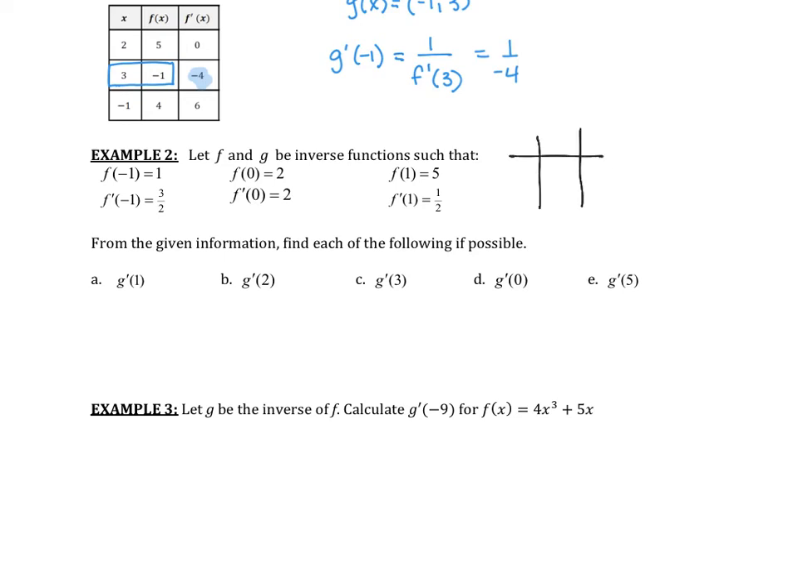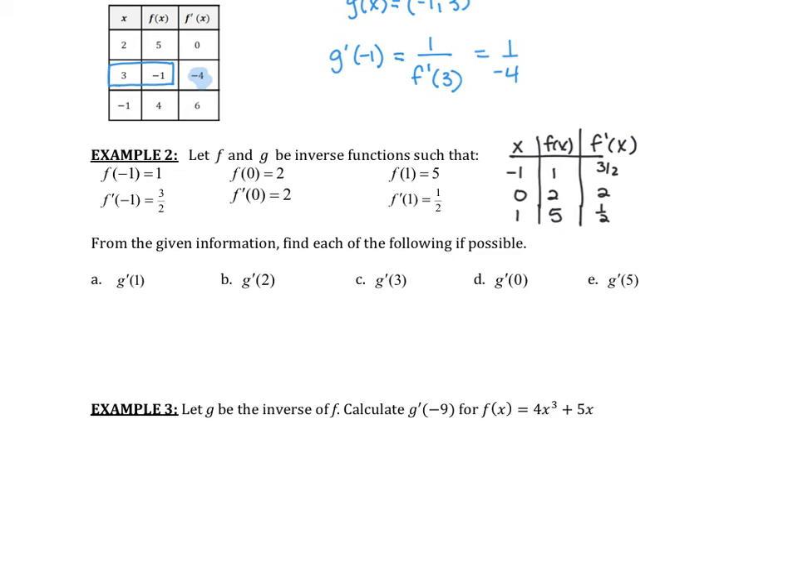a little bit differently, maybe you set this up as x, f of x, and the derivative of f of x. So then we'd have negative 1, 1 was a point, 0, 2 was a point, and then 1, 5 was a point. And then the derivatives at each of those were 3/2, 2, and 1/2. Okay, so either way, I don't care which you use. Now what they did say is g is an inverse function of f. We were given f, so we're going to use f as our primary function and then g as our inverse function. So let's look at some of these.